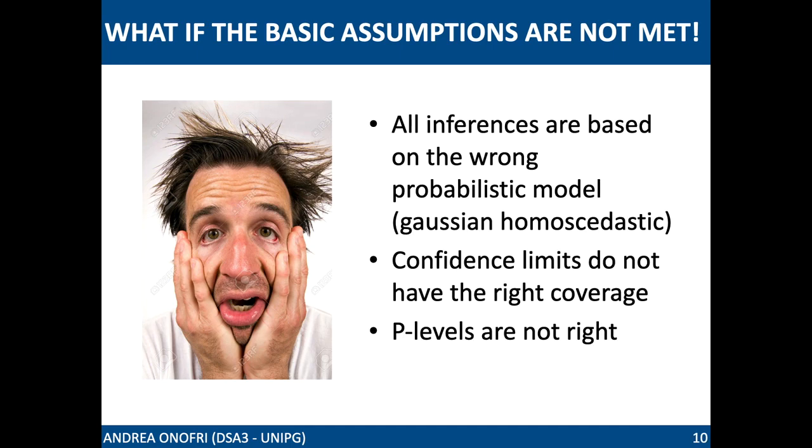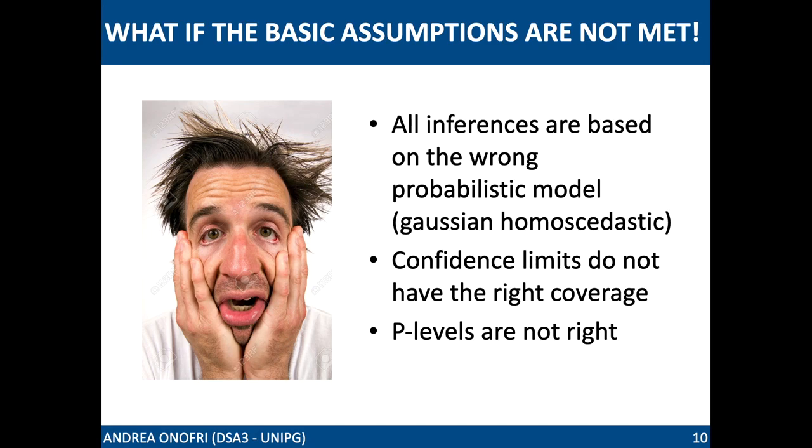So, if the basic assumptions are not met, and if we go ahead without doing anything, we have a problem because all inferences we do are based on the wrong probabilistic model. So they are based on a Gaussian homoscedastic model. But we see that the real model is not Gaussian homoscedastic. So we would be drawing conclusions based on the wrong model.